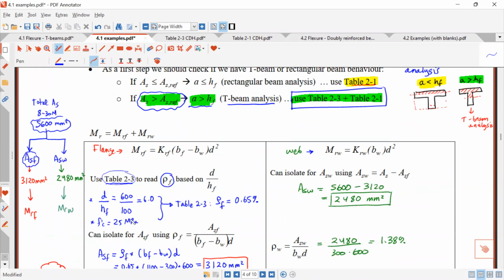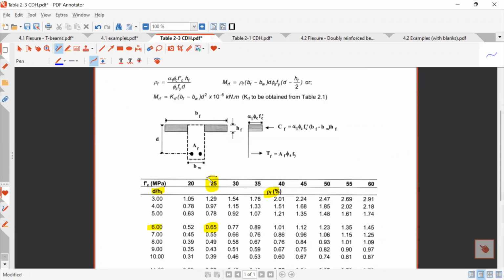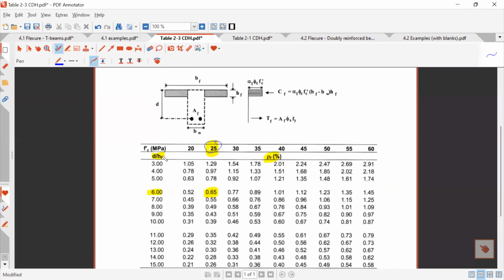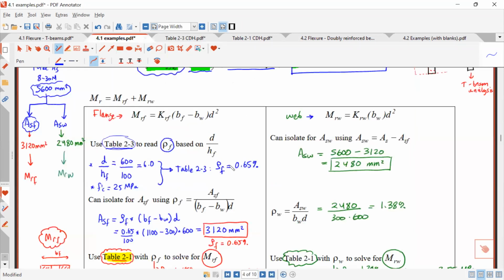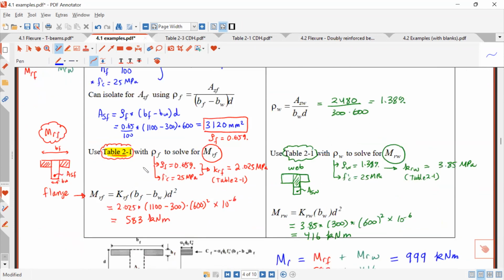And then I have F prime C, which is 25 MPa. So I go into table 2.3. I have 25 MPa concrete, and I have D over HF equal to 6. With that, I can come in here, and this is the rho F, 0.65%. So I start with this, then I go to this, and then I get my rho F. Once I know rho F, I can determine ASF using this formula that I had. Hopefully that's clear. All right, good.